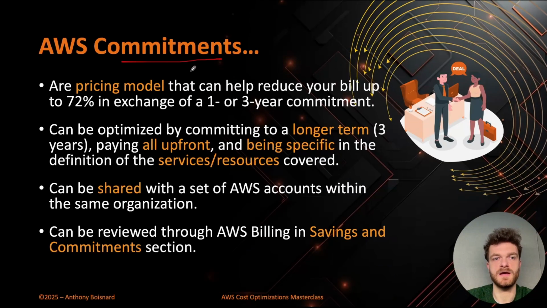AWS commitments are a pricing model that can help reduce your bill up to 72% in exchange for a 1 or 3 year commitment. So it can be optimized, meaning you have more savings by committing to a longer term, up to 3 years, paying all upfront, and being specific in the definition of the service or resources covered. Commitments can be shared with a set of AWS accounts within the same organization, and they can be reviewed through AWS Billing in the Savings and Commitments section.